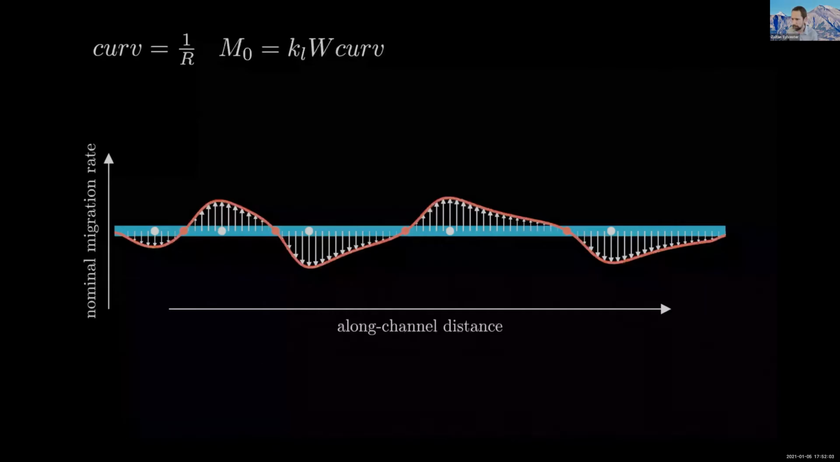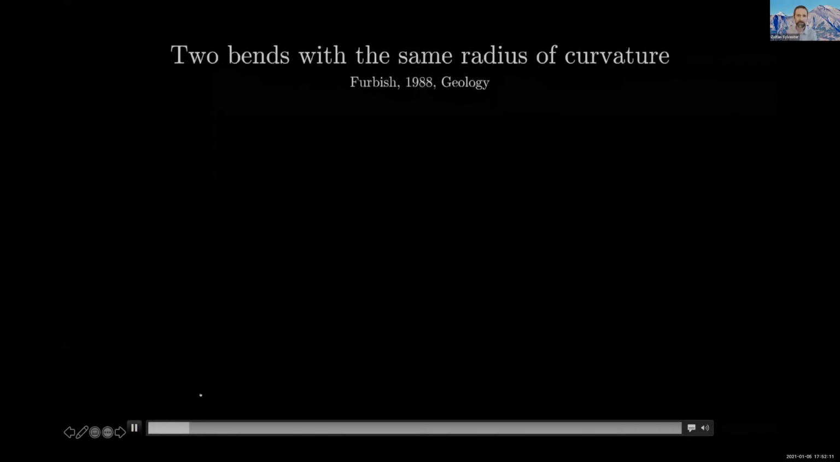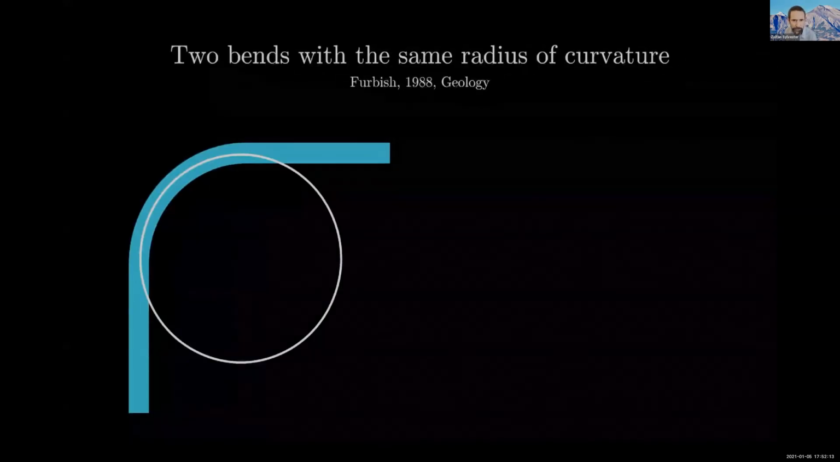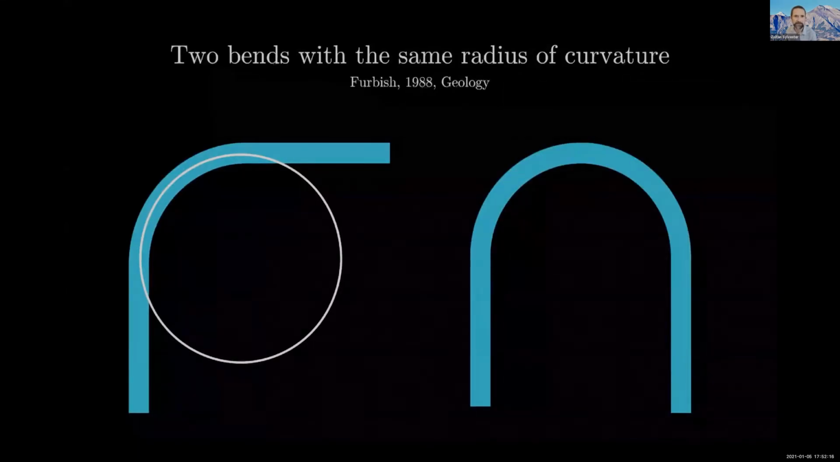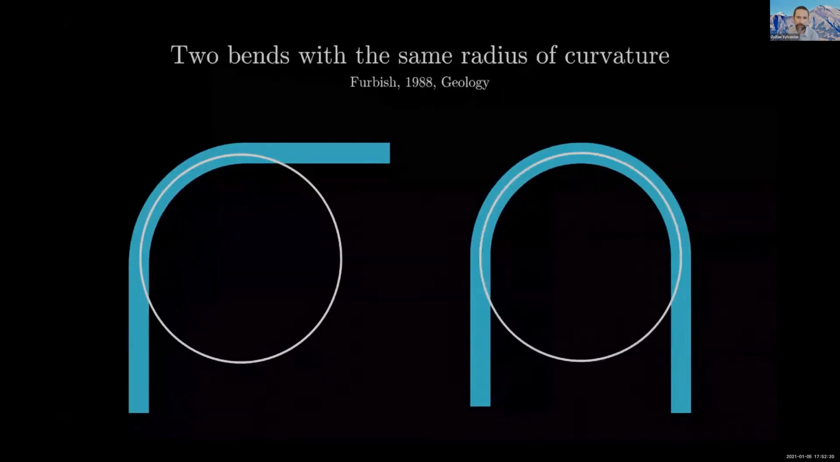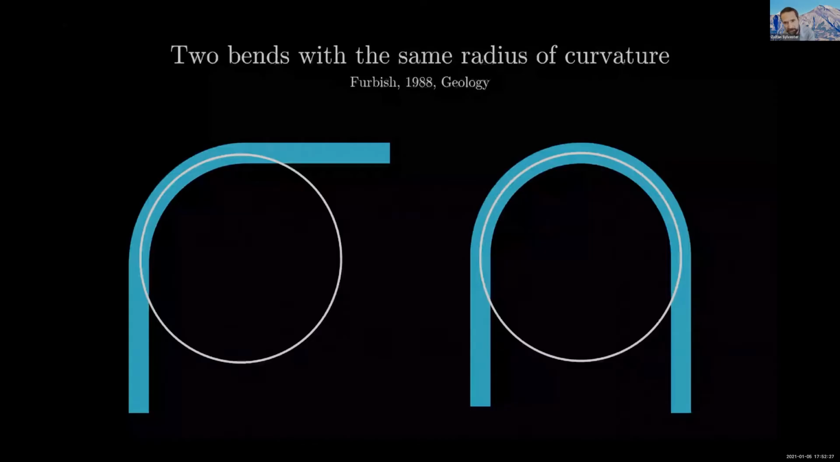If I can step to the next animation, we can go through a simple thought experiment, which was published by David John Furbish a while ago. And what we are looking at is two bends with the same radius of curvature. You can see that the circles are exactly the same. And these bends have constant curvatures and constant radii of curvature. I want to mention right now that this is totally unrealistic. No meander bend outside in nature looks like this because curvature is not constant. I kind of already hinted at that before.